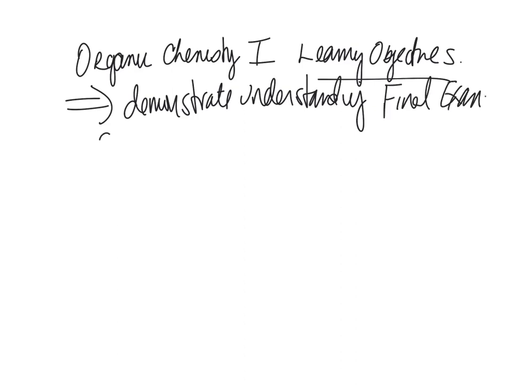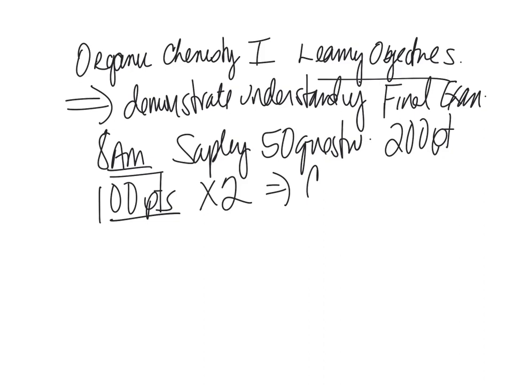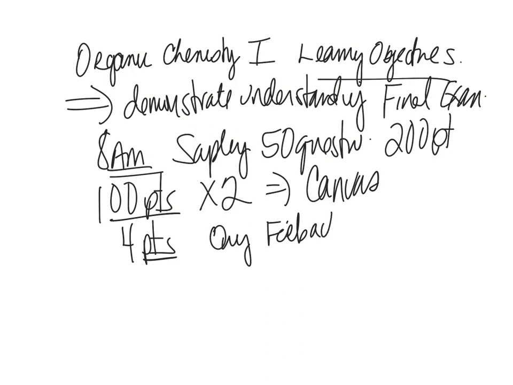Now your final exam opens at 8 a.m. When you sign in on your Sapling, you get 50 questions. It's a 200 point exam, so it's going to score it out of 100 points, but I'm going to multiply that by 2 to put in your Canvas. That means each question is worth 4 points. Then I'm also going to look and see if you took the feedback quiz on Canvas, and that's worth 5 points. So I'll just take whatever you get, add that 5 points to it, and that will be your final exam.